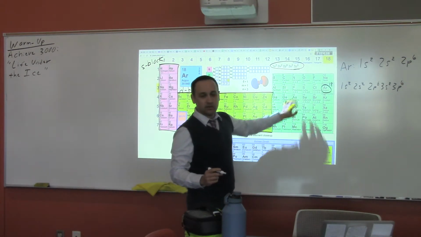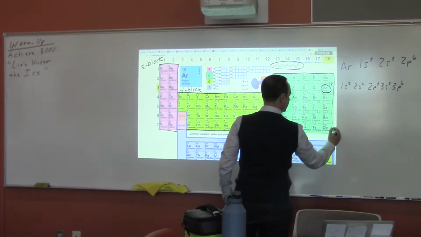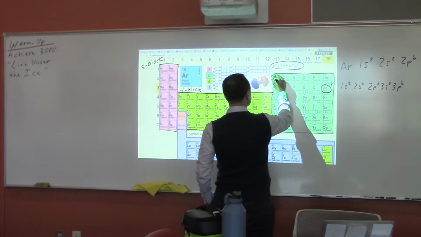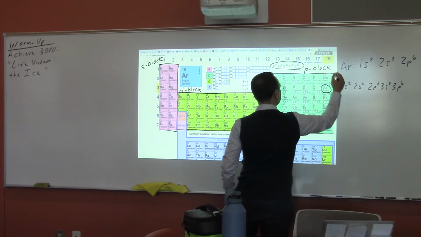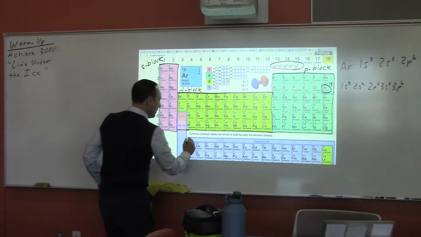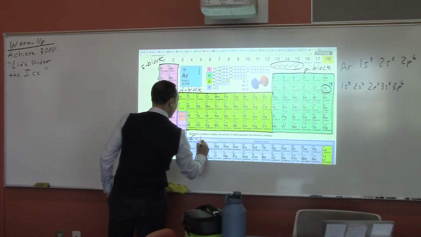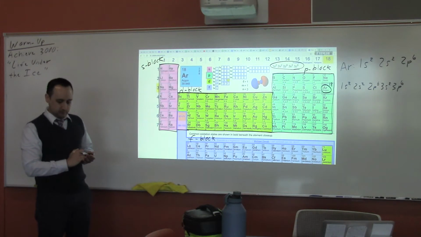So over here, this teal group, these are called the P block. And these guys at the very bottom here are the F block, lowercase f block. Okay? F block. Sounds like a prison.